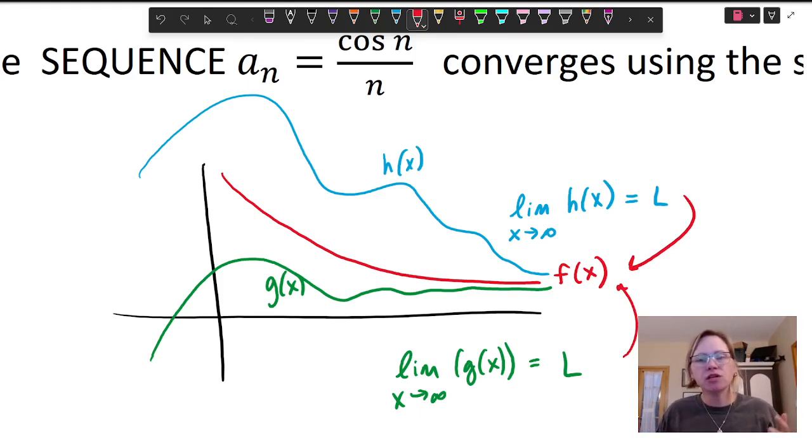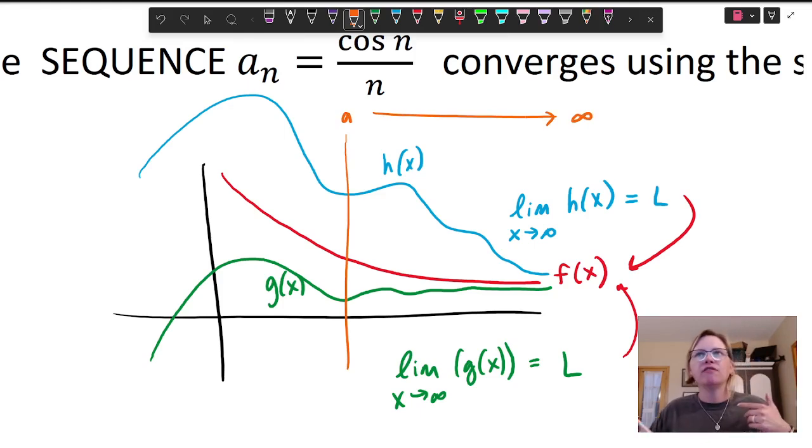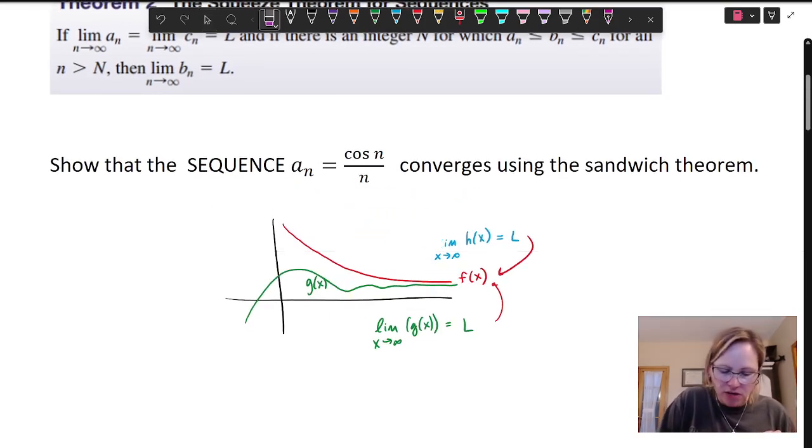But the tricky part is we have to show that over whatever interval to infinity, from wherever we start, and it doesn't matter where we start, but call it our starting value a, all the way to infinity, h of x is always greater than f of x, and g of x is always less than f of x. So the tricky part is finding the two functions, or in this application, finding the two sequences whose behavior will always fit that description.